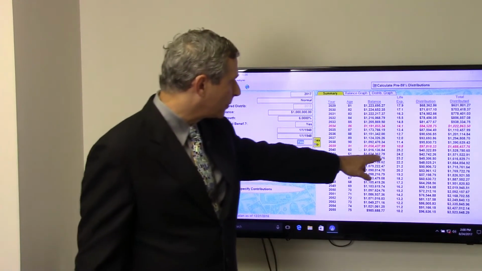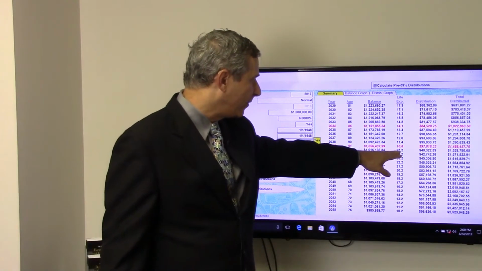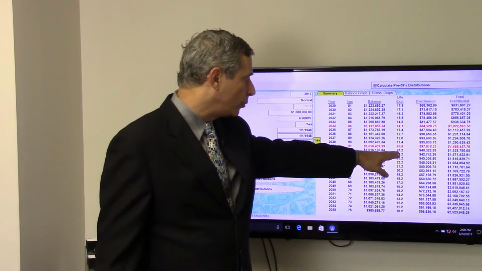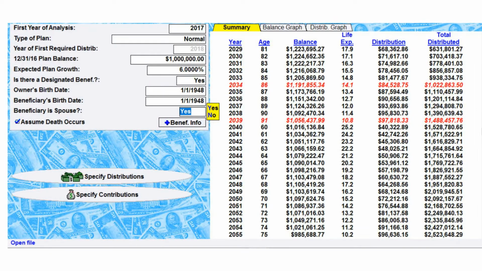So how does the existing law work? They take their life expectancy, in this case 25.2, again very close to 4%, divided into the $1 million in the IRA, or actually inherited IRA, and they get $42,000. They must take that out and pay tax on it.